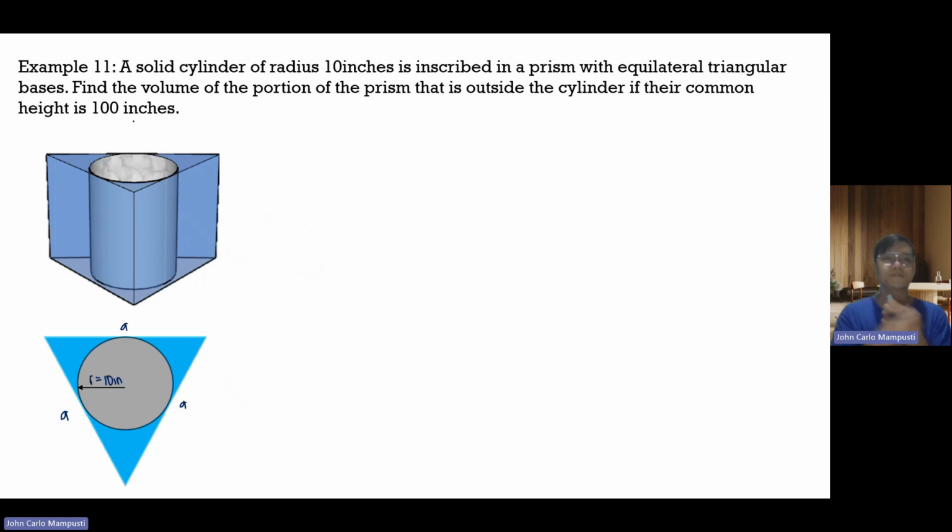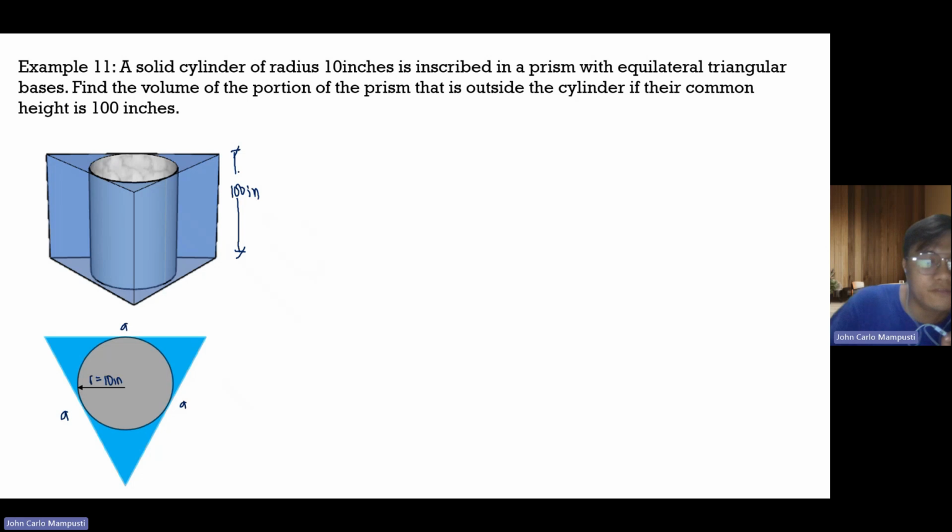Kung titignan nyo, yung volume na hinahanap natin is yung volume na shaded. Okay? So, ang gagawin natin, we need to find the volume of the triangular prism first, minus the volume of the cylinder. So here, we can already get the volume of the cylinder since given yung height niya na 100 inches. And also yung radius niya. So, pwedeng-pwede. Ang problema natin is kung paano natin kukunin yung volume ng prism natin.